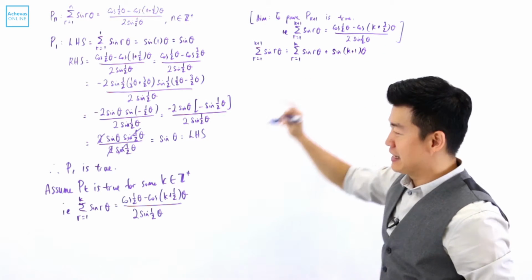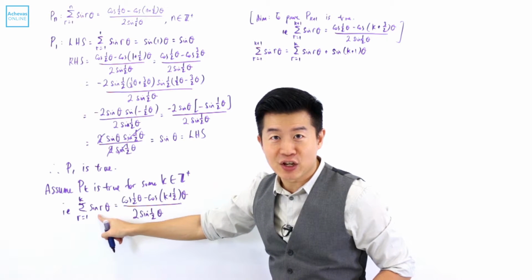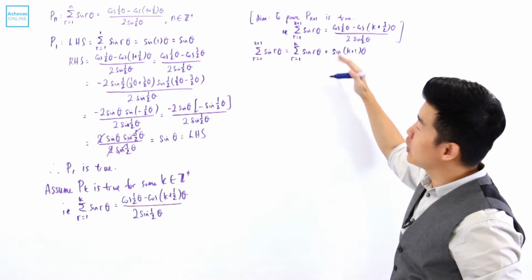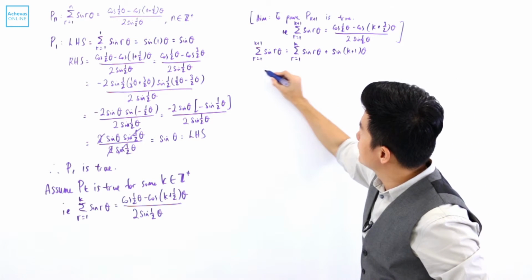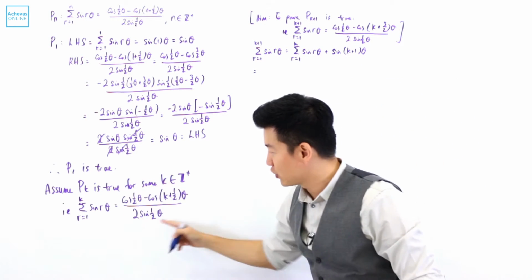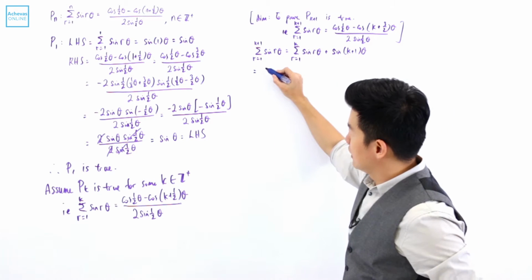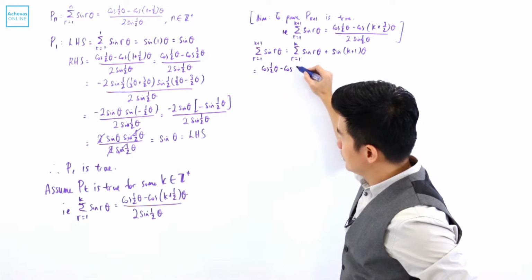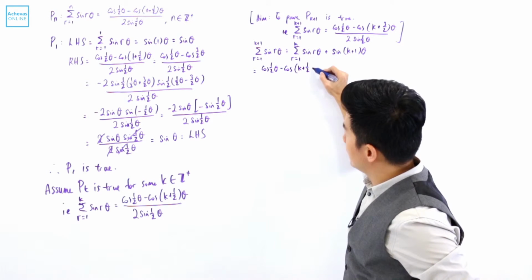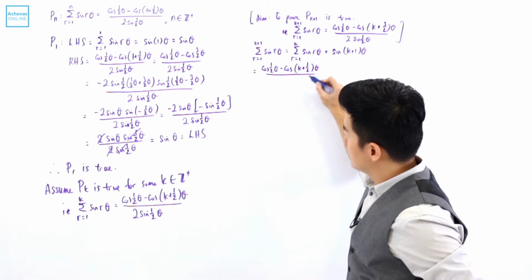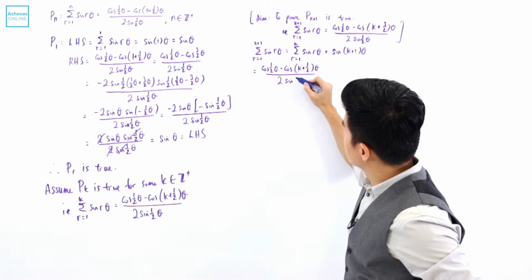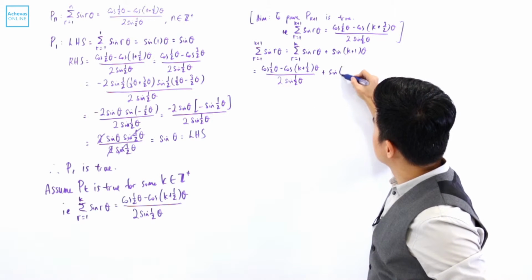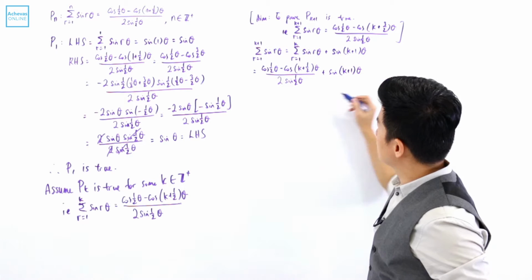And now here is the same as what we have on the left hand side of Pk, and that is how we can bring in the truth of Pk into the proving of Pk plus 1. So this is equal to, I'm going to make use of what I've assumed. It is (cosine half theta minus cosine of (k plus half) theta) divided by 2 sine half theta, then plus sine (k plus 1) theta.